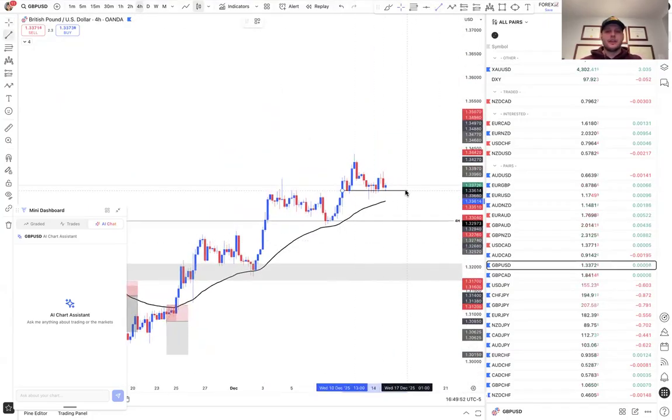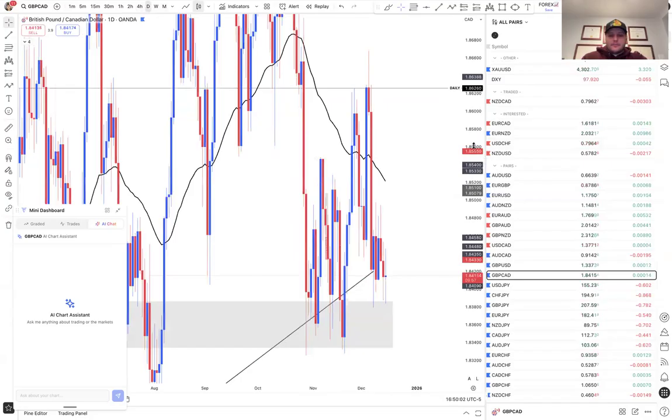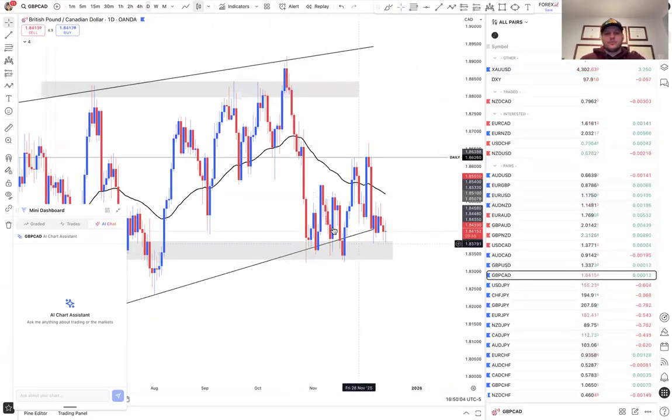4-hour shift to structure, and then you can pretty much look for your lower low, lower high, enter on the lower high, and then take the new lower low. GBP CAD, not interested. Once again, still super, super choppy.